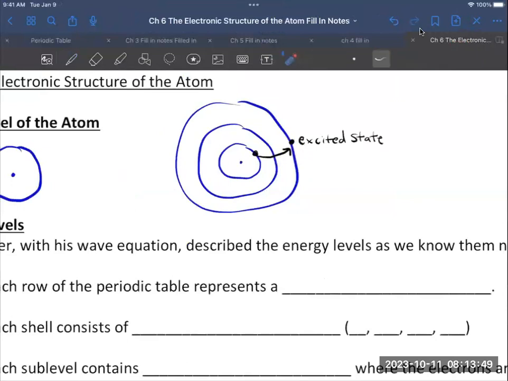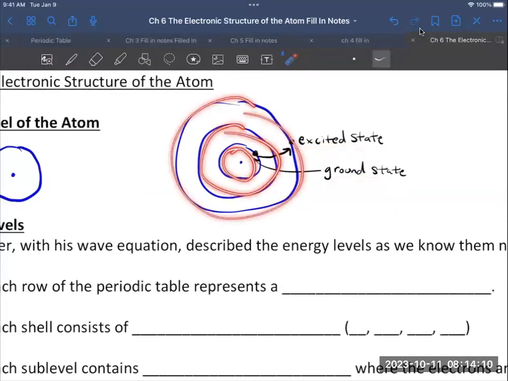And it'll buzz around there in that excited state for a little bit, and then it will lose its energy and then drop back down to what we call the ground state, where it originally was located. Okay, so this concept of the excited state and the ground state is what helped Bohr to establish this model of the atom. And he wasn't entirely wrong about this.